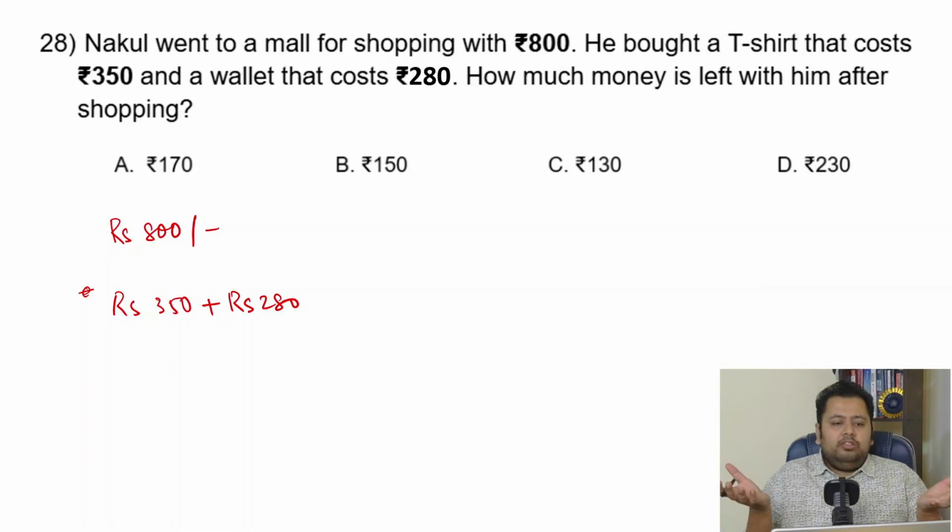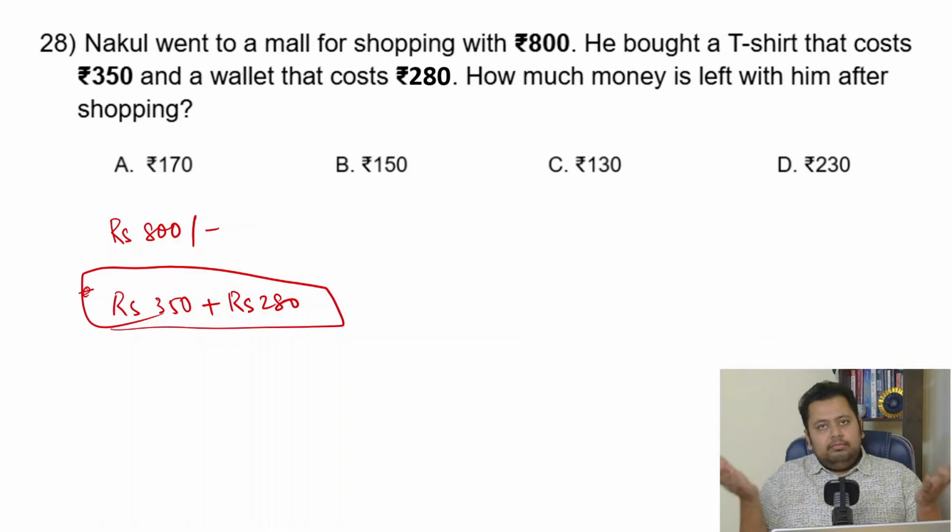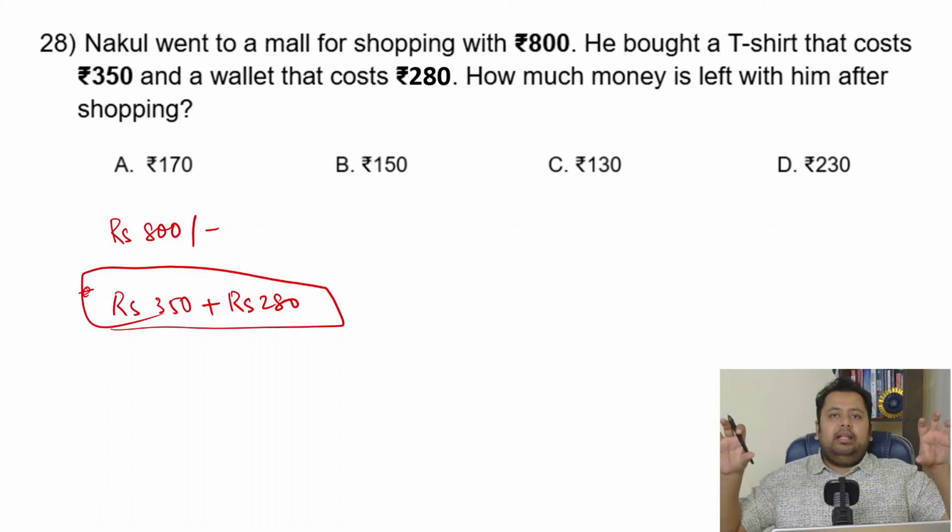Obviously, it is addition, right? So you have to add 350 and 280 to find out the total amount of money that was spent. Then how much is left? How much money is left with him after shopping? It is 800 minus this total. So he had 800 rupees. He spent 350 and 280. What is left? First find out how much he spent in total, and then just do a subtraction. Very easy, right? Pause the video, solve it first, and then look at the solution.